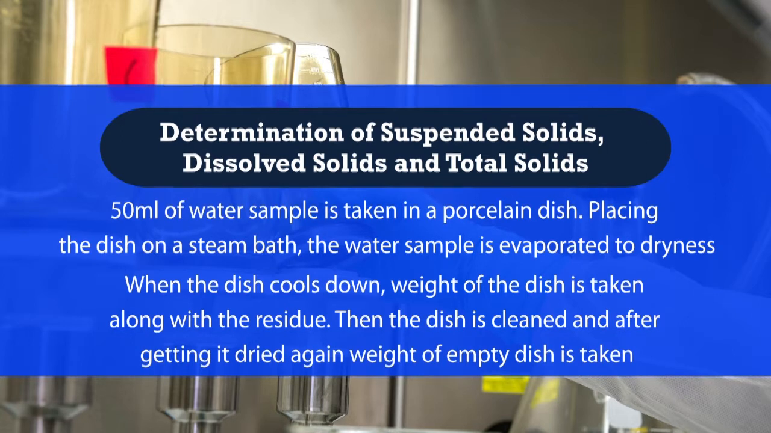Then the dish is cleaned, and after getting it dried again, weight of empty dish is taken. The difference between the two weights divided by the volume of the sample gives the total solid in the water per unit volume.